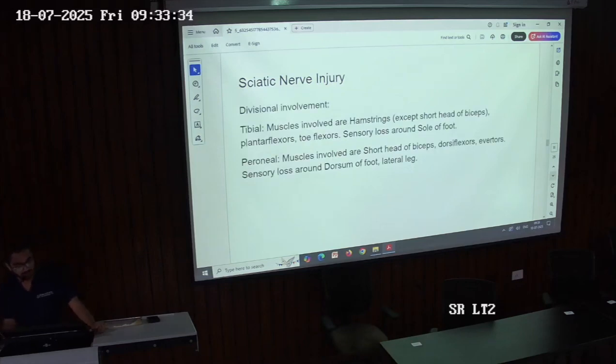Now there are two divisions of the sciatic nerve as we discussed, right? The tibial one and the peroneal one. In the tibial division, the muscles involved are hamstrings except the short head of biceps femoris, the plantar flexors, and toe flexors, and the sensory loss is around the sole of the foot. In the peroneal aspect, we have muscles like the short head of biceps, dorsiflexors, and everters, and sensory loss is around the dorsum of the foot and lateral leg.